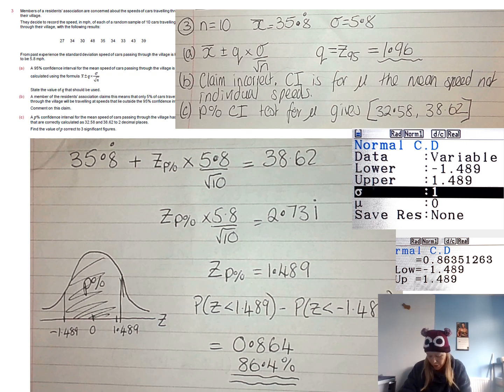Then press the EXE button and up should come this information here, which is telling you that the area between those two limits is 0.8635. Rounded mine 864. So basically the percentage of the test was 86.4%.